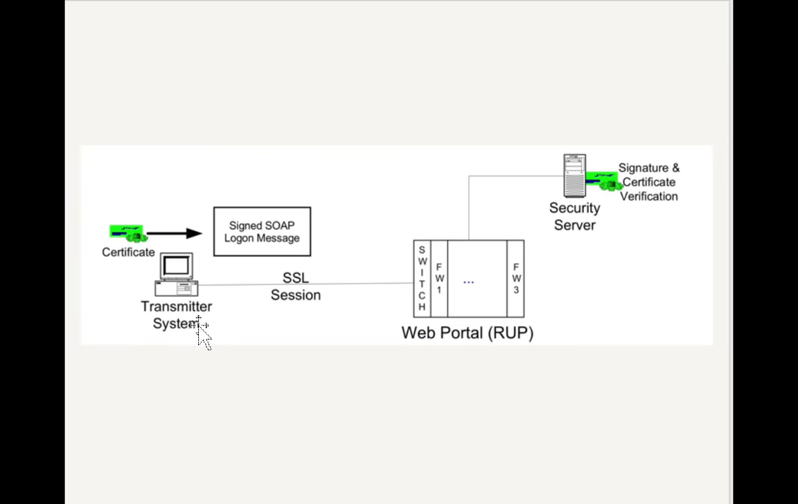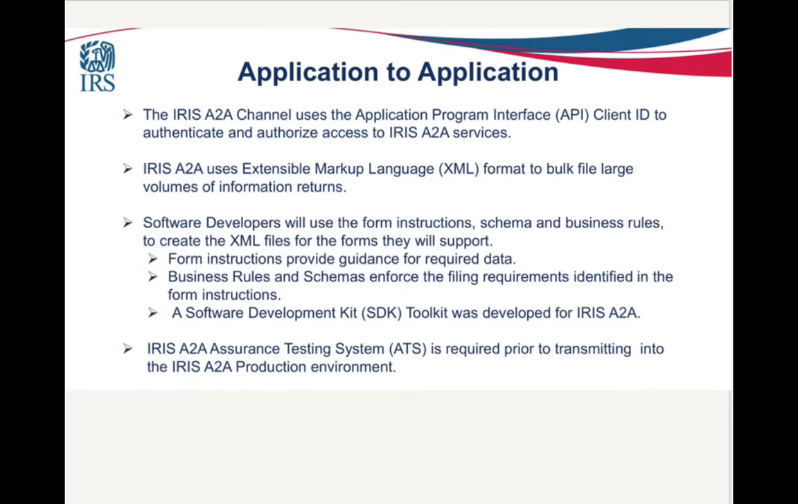The transmitter system on the secure SSL session basically sends a SOAP logon message, which is received by the web portal, and the verification is done. So again, this is an overview of the whole process. It uses the API client ID. For this purpose, I will show you how to get the client ID in a minute. But first, let's see the overview.